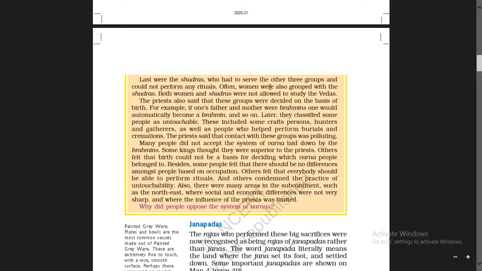Often women were also grouped with the Shudras. Both women and Shudras were not allowed to study the Vedas. We often hear that women are also treated like Shudras, in which both women and Shudras were not allowed to study the Vedas. Rules were made like this by the priests.